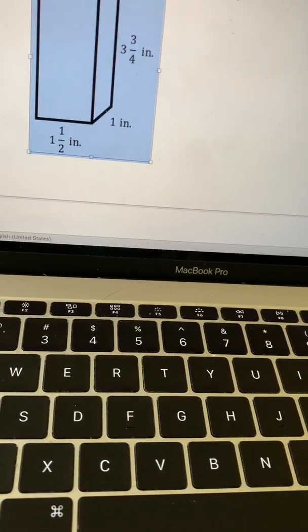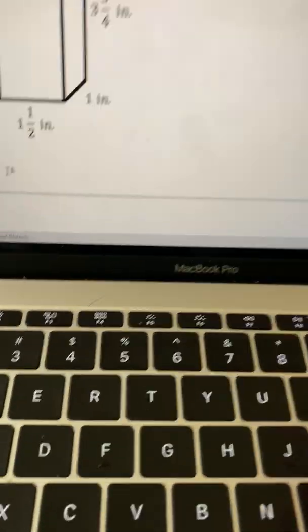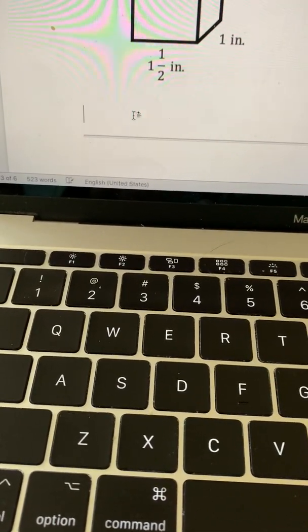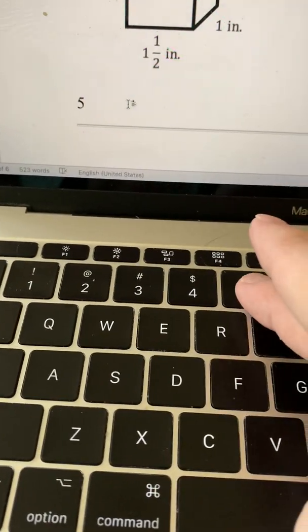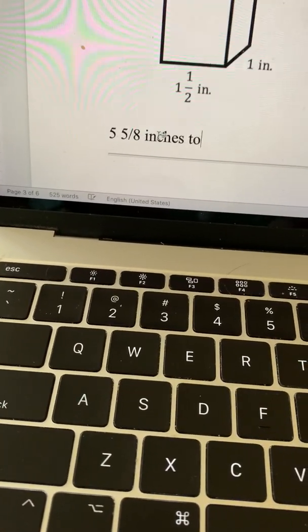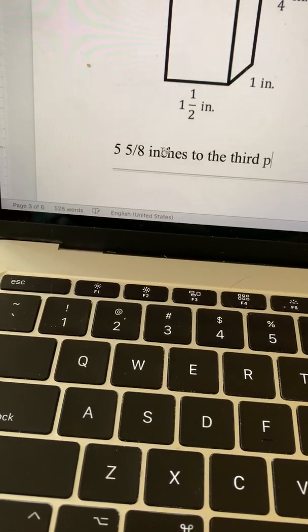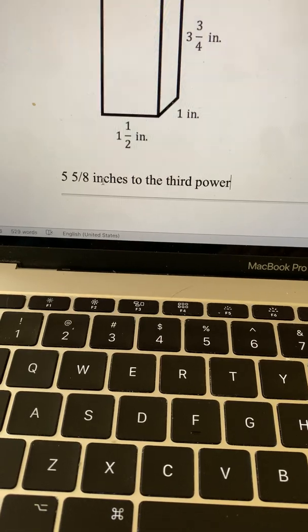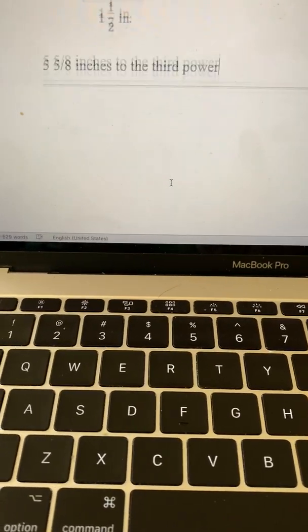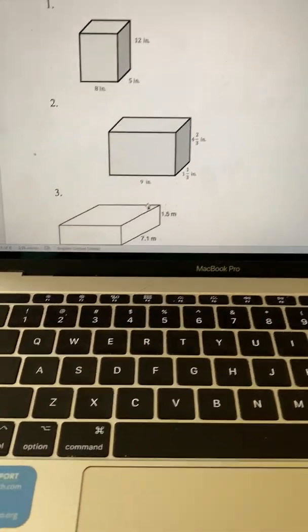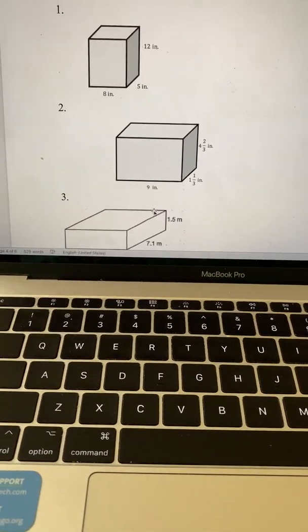And on the computer, when I type out my answer, I have a couple of choices. I can write 5, space to show that the 5 is a whole number, and then 5/8 inches to the third power. This shows me your whole number, your fraction, and then your unit, inches to the third power. Right now you have 3 questions to do on your own. You're going to pause the video and you're going to come back once you have them all solved.